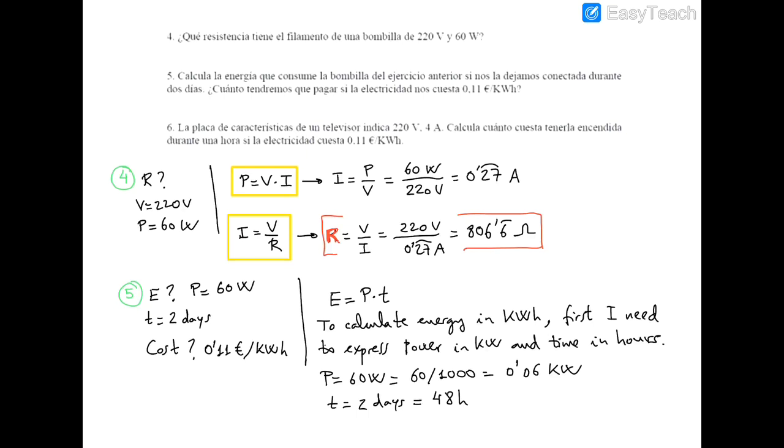En el ejercicio 5 nos pregunta que cuánto es la energía que consume la bombilla del ejercicio anterior si la dejamos conectada durante 2 días. ¿Y cuánto tendremos que pagar si la electricidad nos cuesta 11 céntimos por kilovatio hora? Bueno, pues sabiendo la potencia y sabiendo el tiempo de funcionamiento, podremos calcular qué energía eléctrica se ha consumido, se ha gastado.